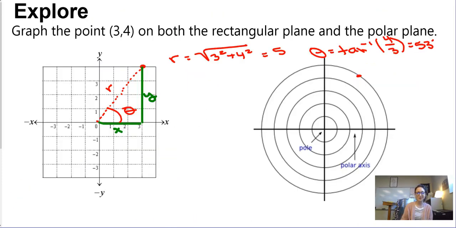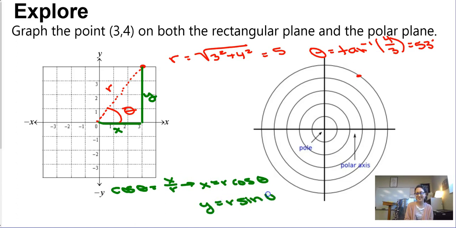All right, so what if I want to go the other way around? Well, let's come back to this exploration page. Notice that I've made a triangle here. Notice that cosine of theta is going to be what? It will be x over r. In other words, if I were to solve for x, I would need to multiply both sides by r, so I'd get that x equals r cosine theta, right? And if I were to do the same thing for sine, I would get that y equals r sine of theta. And that right there tells you exactly how we're going to convert from polar to rectangular.